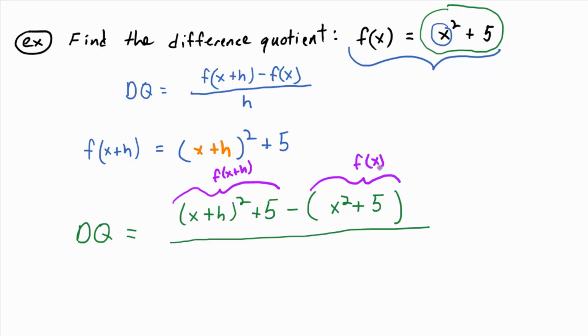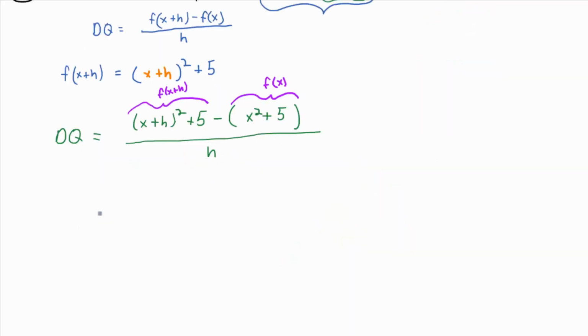And then in the denominator, we just have h. Now we're going to simplify this, but is that okay? Or maybe it's not okay. Maybe that's not the right word. Does that make sense? You might not be okay with it, but does it make sense to you? That's more important. Okay. So now let's simplify it.